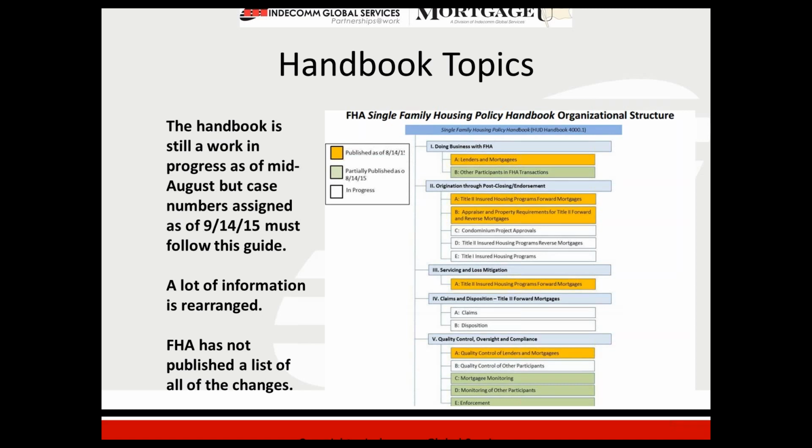You'll find, based upon the colors and the key that are on this screen, there are some sections that will be getting their approval and being open to the public later this year, but not for the origination through post-closing and endorsement. That is effective 9/14 for case numbers.